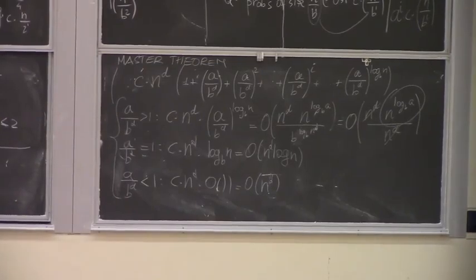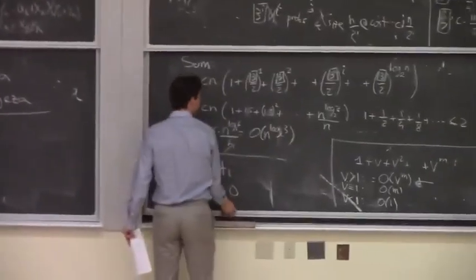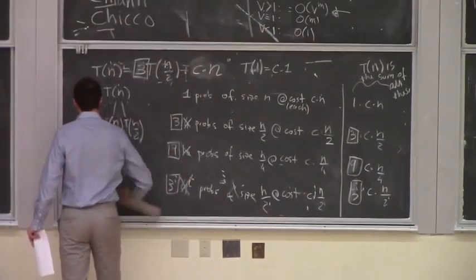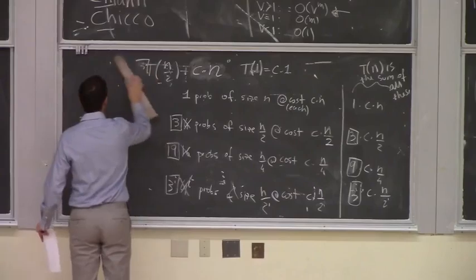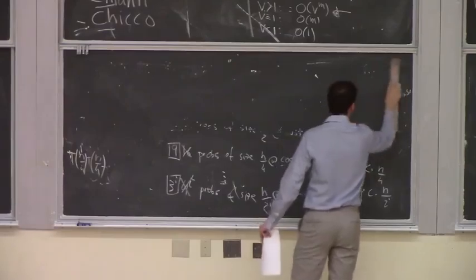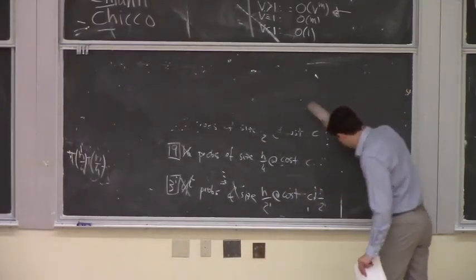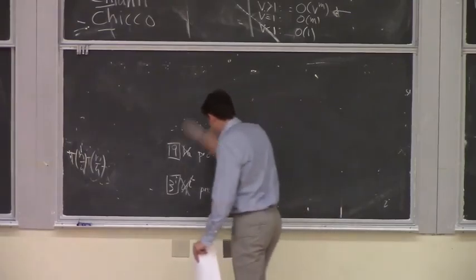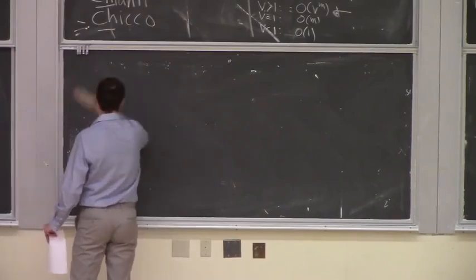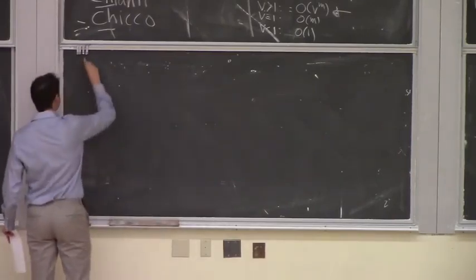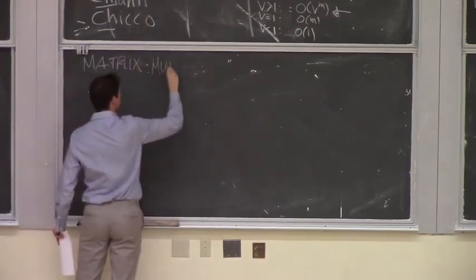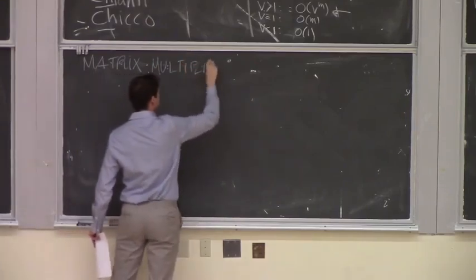Okay, so let's talk about an algorithm. And specifically, we're going to talk about more multiplication. But instead of talking about multiplication of integers, we'll talk about multiplication of another sort of fundamental object that shows up all the time, and that is matrices. Okay, so we're going to talk about matrix multiplication.